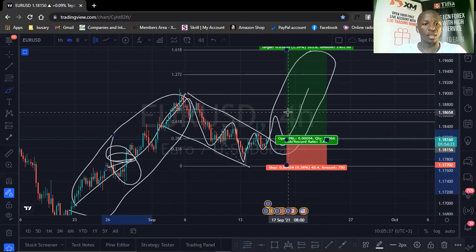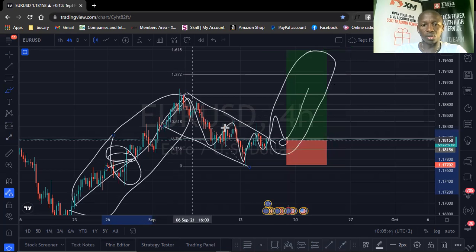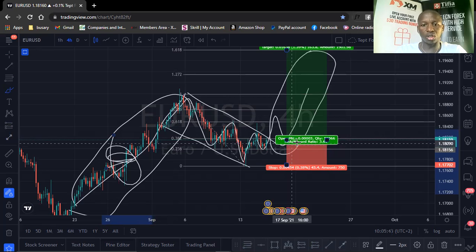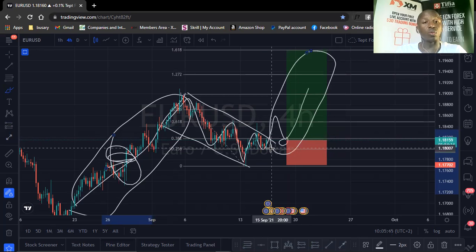So that's it. That was the short lesson on how to set up your stop loss when trading. So always wait for a retest before you enter your trade.